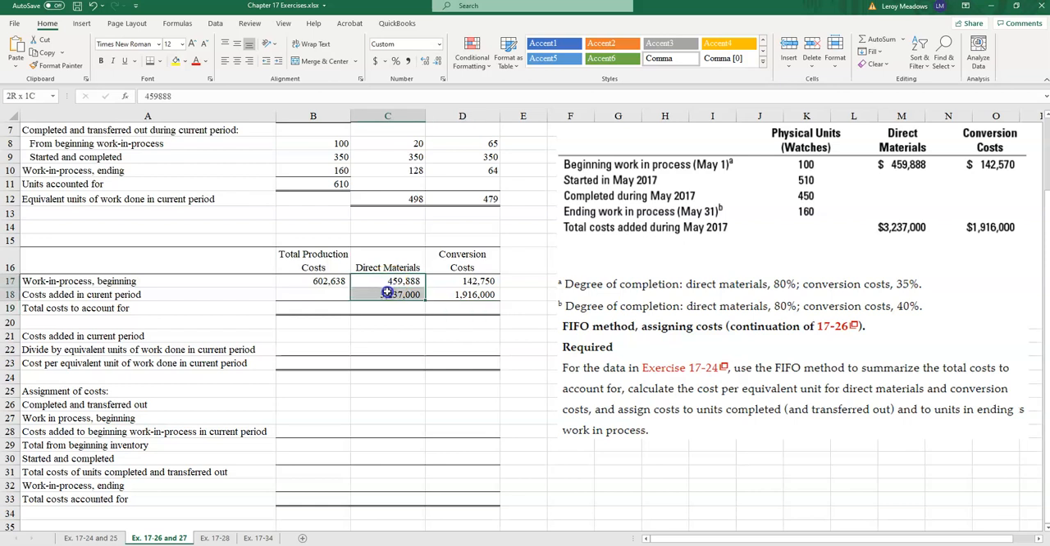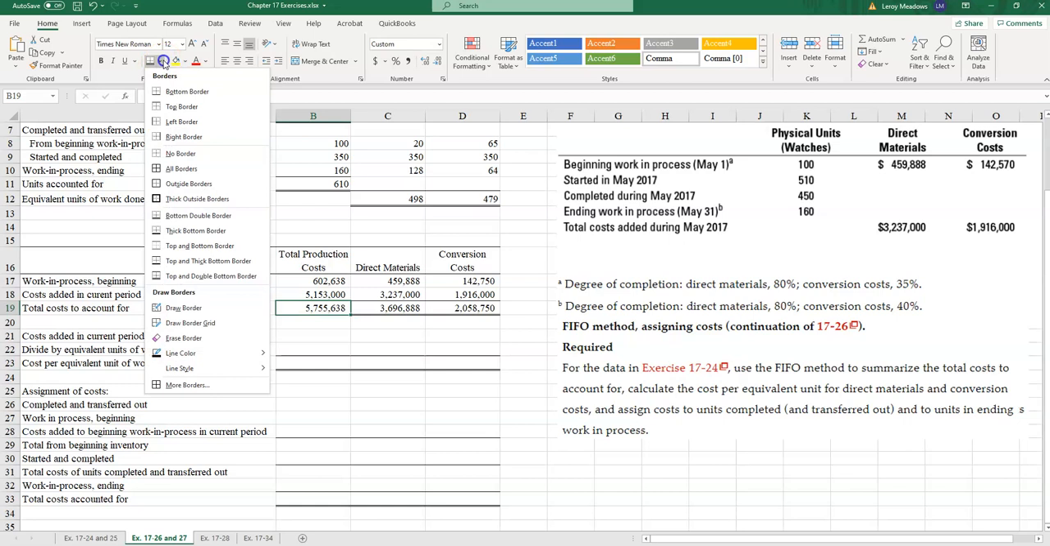So how much in total direct material cost do I have to account for? I have to account for $3,696,888. And how much in total conversion cost do I have to account for? I have to account for $2,058,750. So what was my total cost added in during the period? $5,153,000, and my total cost to account for between direct materials and conversion costs, $5,755,638. So let's go ahead here and clean this up a bit.